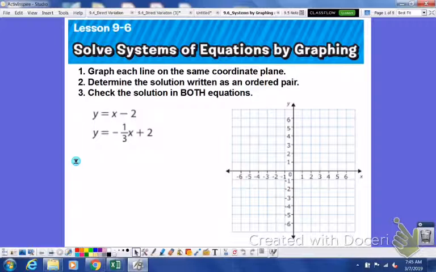So in order to solve a system by graphing, you're going to graph each line on the same coordinate plane, so what we did in yesterday's lesson. Then we're going to determine the solution written as an ordered pair, and then check the solution in both equations.